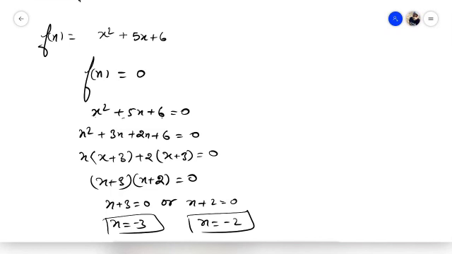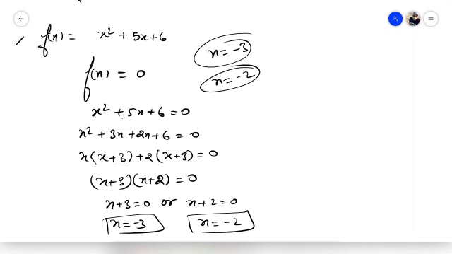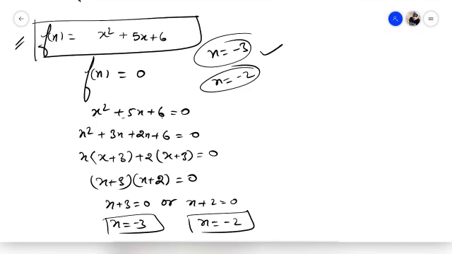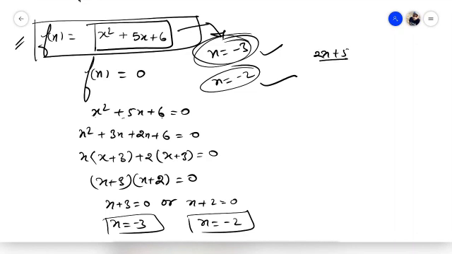So now you have two zeros of the polynomial, that is x is equal to minus 3 and x is equal to minus 2. Is it clear? One zero is minus 3 and the other zero is minus 2. Have you seen that in a quadratic polynomial the number of zeros is 2, and previously when we solved the polynomial 2x plus 5, the zero was only 1? There was only 1 zero when you solve a linear polynomial.